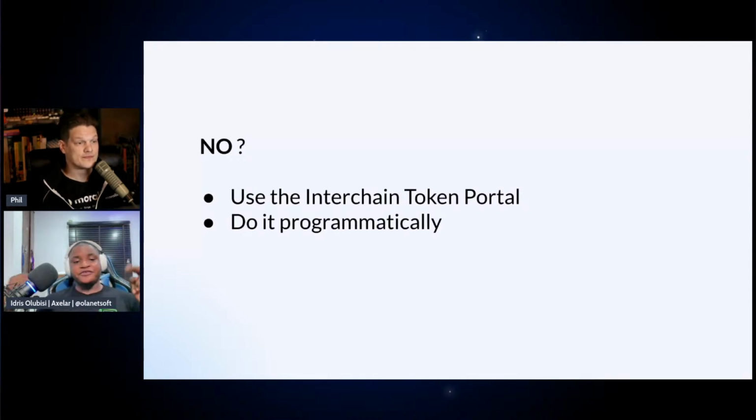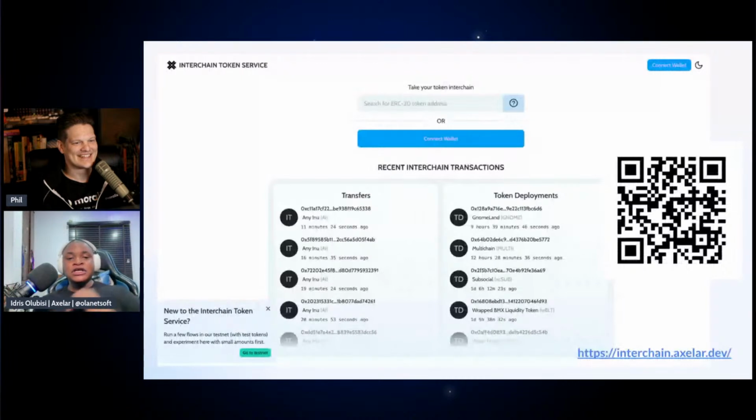We have two options. The first one is to use the interchain token portal, and then you just select the options, enter your token name, the total supply, and all of that, or you do it programmatically. So the first one is doing it via the portal. This is what the portal looks like. If you're interested, you can scan the QR code and then it takes you directly to interchain.axelar.dev. So even this is the mainnet.